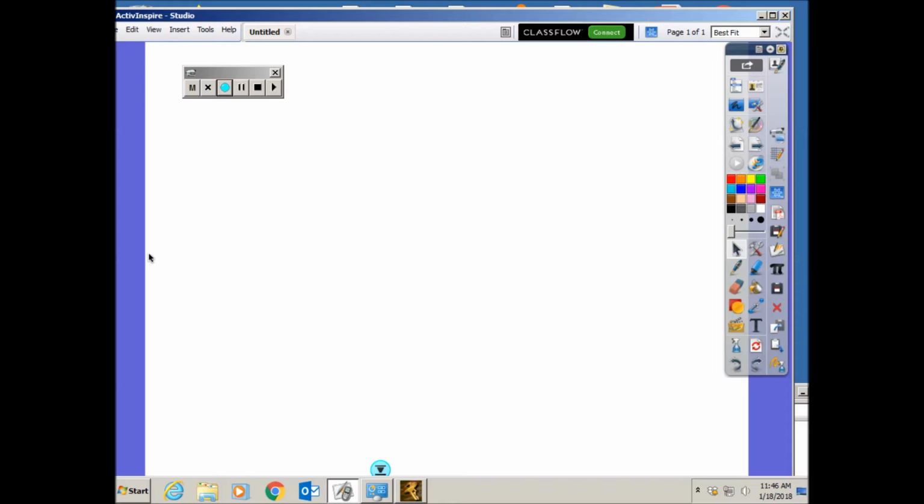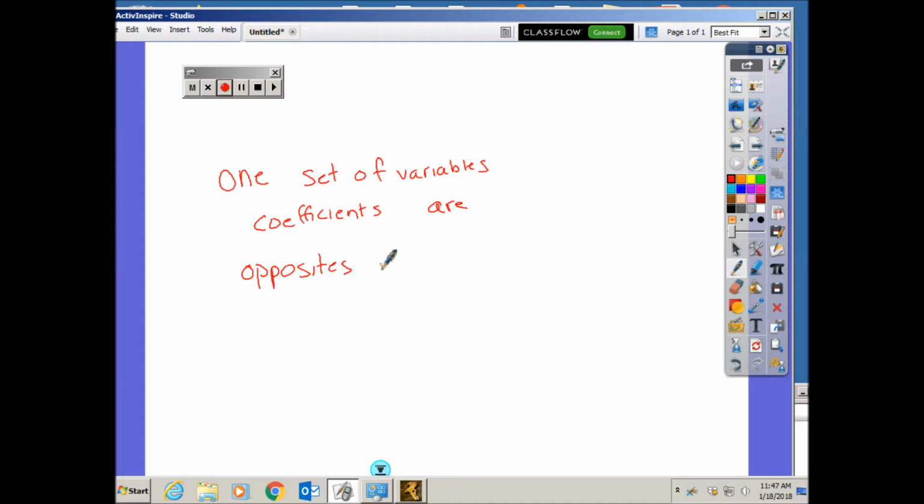So in our note takers, we wrote, the idea is to get the two equations so that one set of variables, the coefficients, are either opposites or the same. Coefficient again means the number in front of the letter.